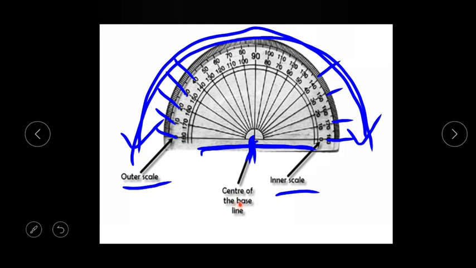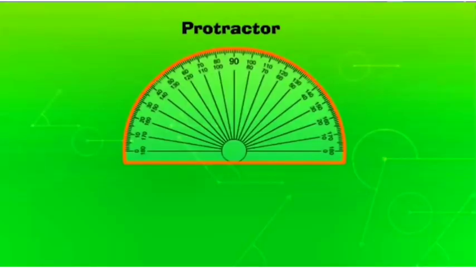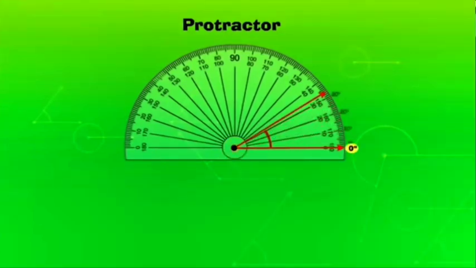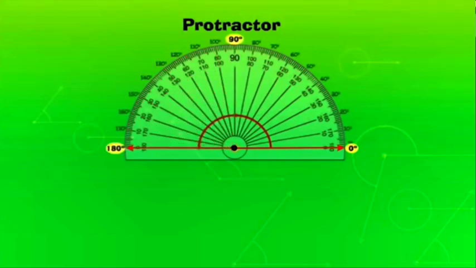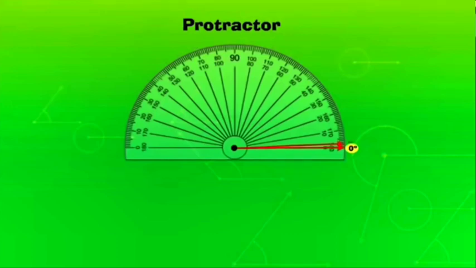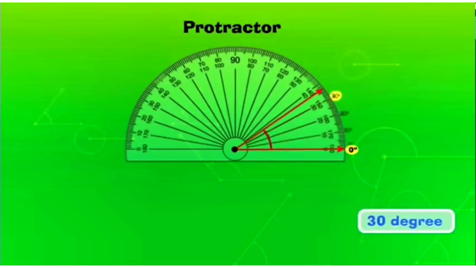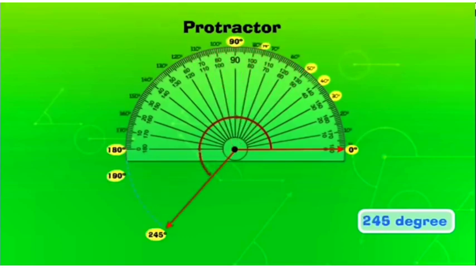Okay students, very good. As you all know, this is a protractor, the device which is used to measure angles. At the bottom we have the baseline, and at its center we have the central point. This protractor is divided into 180 divisions, or we can call it 180 degrees. If we complete the protractor, it is divided into 360 degrees. Each division represents 1 degree. Based on the distance between the two arms of the angle, we can measure different angles such as 30 degree, 40 degree, 50 degree, 75 degree, 180 degree. These are nothing but the distance between two arms.